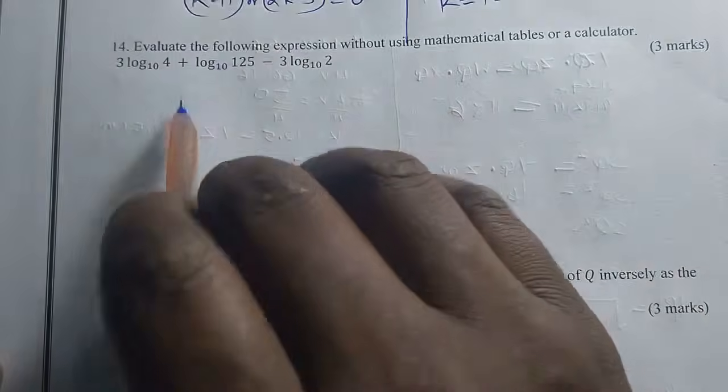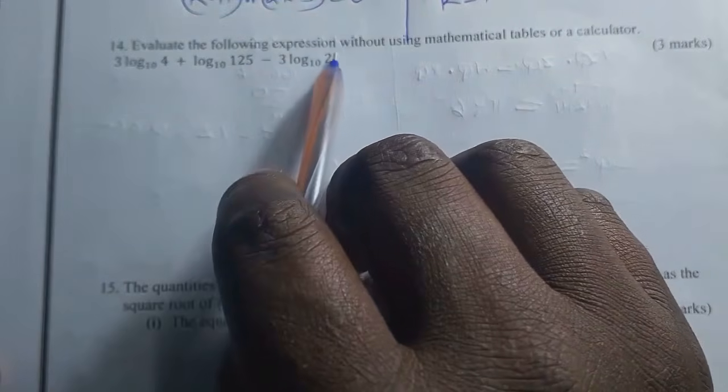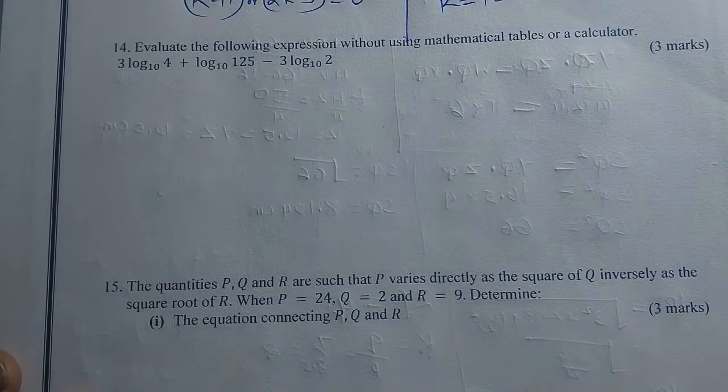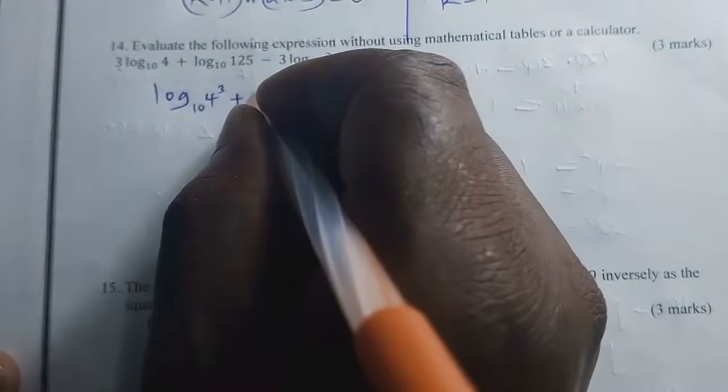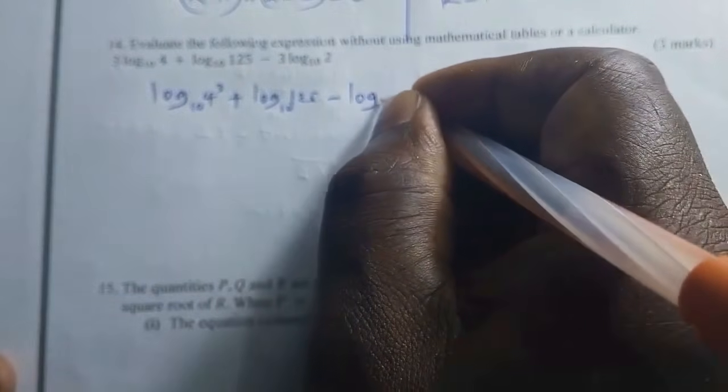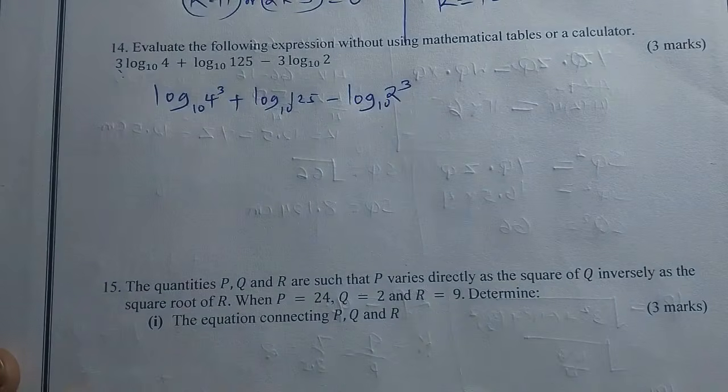Evaluate the following expression without using mathematical tables or a calculator. So this is 3 log. This is the same as log base 10 of 4 raised to power 3 plus, you bring this here, log base 10 of 125 minus log base 10 of 2 raised to power 3. That is the first law we need to understand.